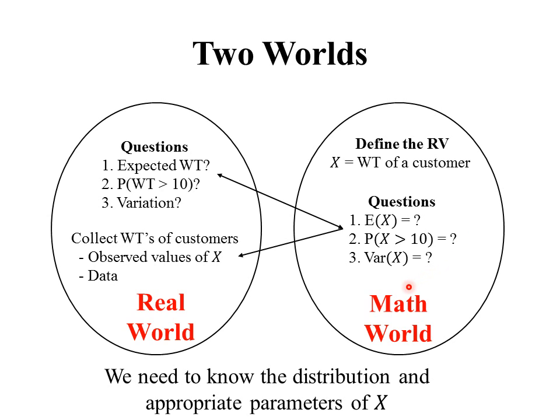In order to know that distribution and the appropriate parameters of x, we have to go back here to the real world and collect some wait times of actual customers. So we need to observe some real customers and record the amount of time that each one of them waits in line. Those observations are what we call observed values of x. They're also called data. And so in this section, we're going to talk about what we do with that data to help us answer this question: what's the appropriate distribution and parameters of x?